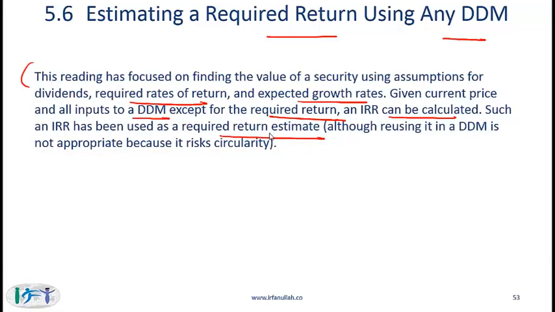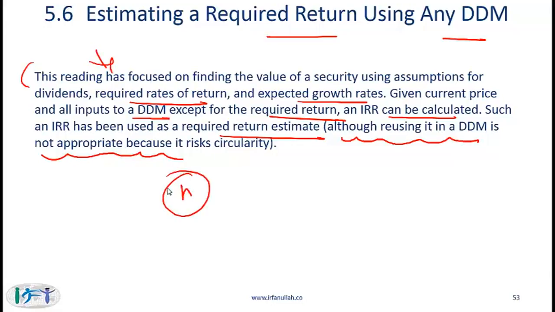And then a statement that I find amusing and obvious, but people still make this mistake. If you use this technique to come up with the required rate, and then use that required rate to come up with the price of the stock, then that would be a fairly stupid thing to do. And that brand of stupidity is referred to as circularity. So make sure you don't do that.